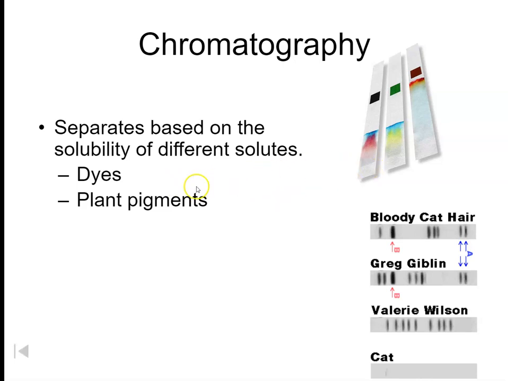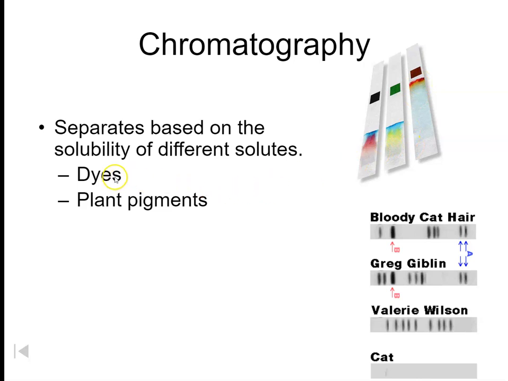So if we have a mixture of different solutes in a solution, we can separate them by putting them on a piece of paper, which is called chromatography paper. We can use a solvent. The solvent will actually migrate up the paper, and when it does that, the dissolved solutes will travel up the paper and be separated out at different distances from where they started.